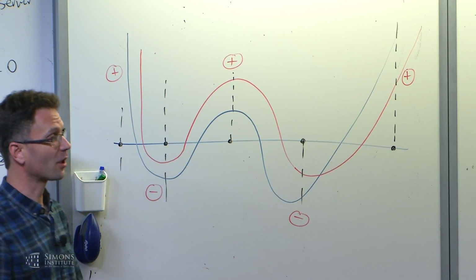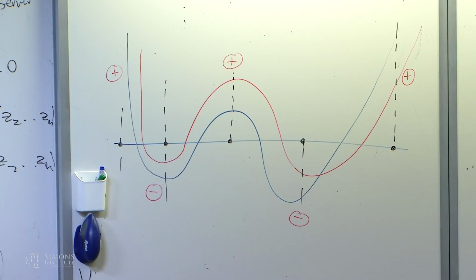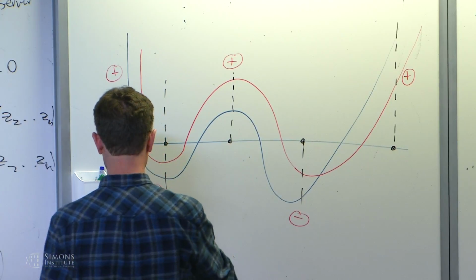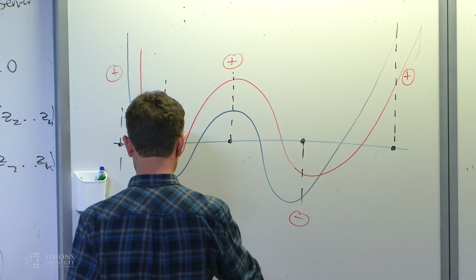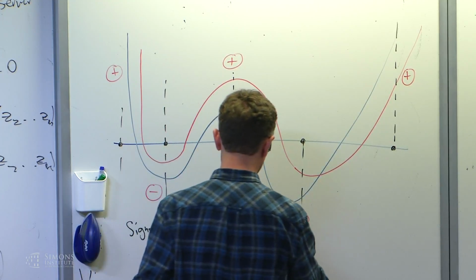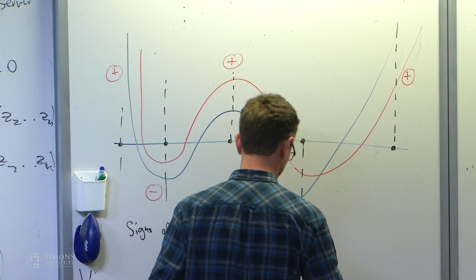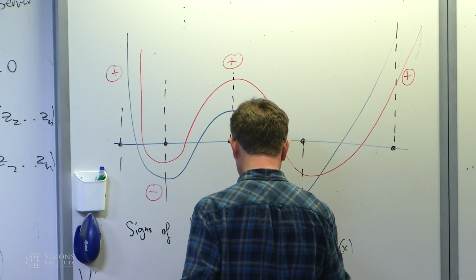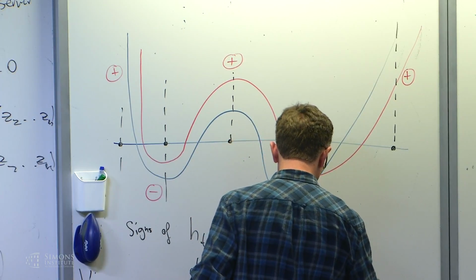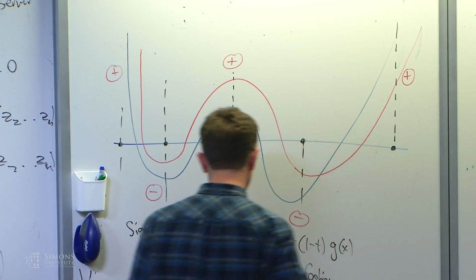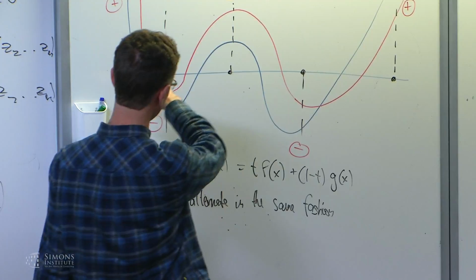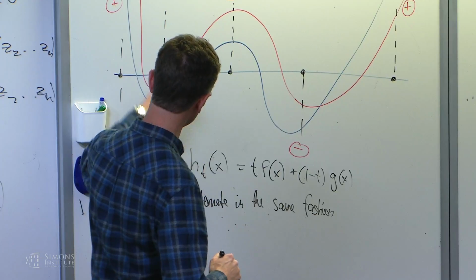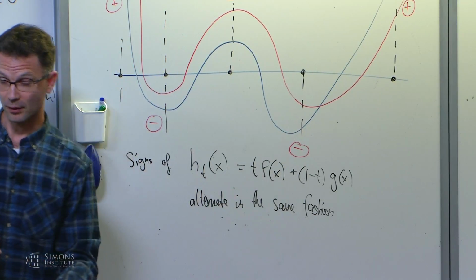Okay, and now we take a convex combination, right? If you take a convex combination, the signs still flip in exactly the same fashion. So the signs of h_t(x), which is the convex combination, alternate in the same fashion. So, because of the degree and the number of times it goes up and down, we know that it must cross the real axis exactly once between each pair of black points.